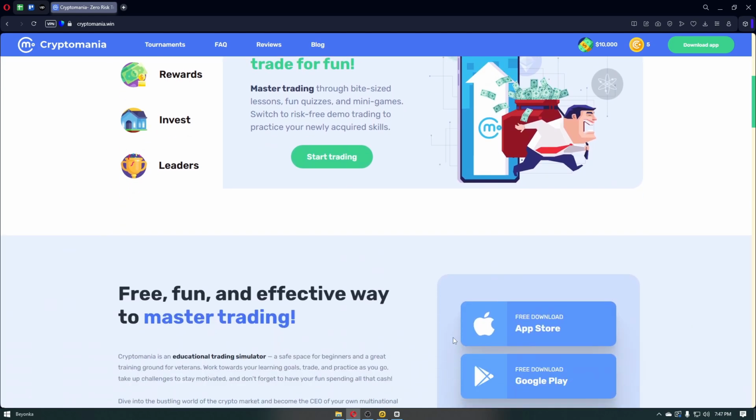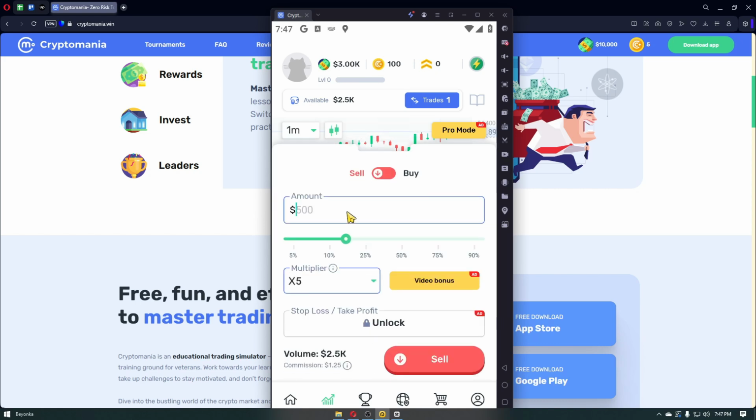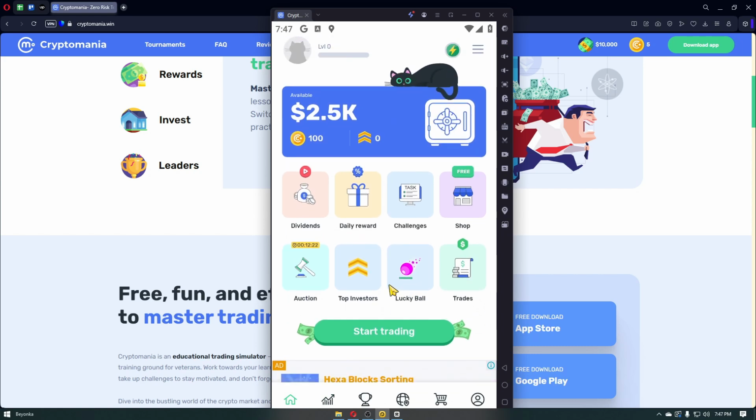Now, why can't you actually withdraw real money if you're earning money here on your trading account? As I've said earlier, this money right here is only virtual money. For example, once again, I have $3,000 right here. If I click on the sell button, I will be able to sell all of my virtual money from the application right here. So that explains why you can't withdraw money here on Cryptomania.